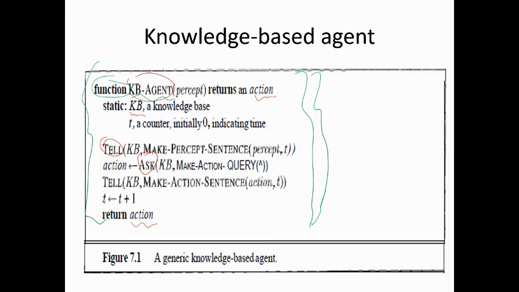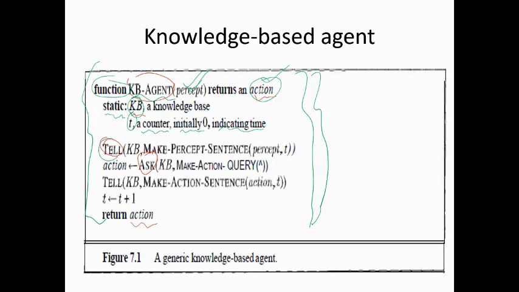The KB agent takes a parameter called percept as input, and it will return the action. As usual, the agent gets some perception and then does an action. Here we have some static data, like the KB, the knowledge base. Also time is another piece of data. It also takes a counter for repeating the process, initializing all these data, indicating time, the starting point, the initial state.